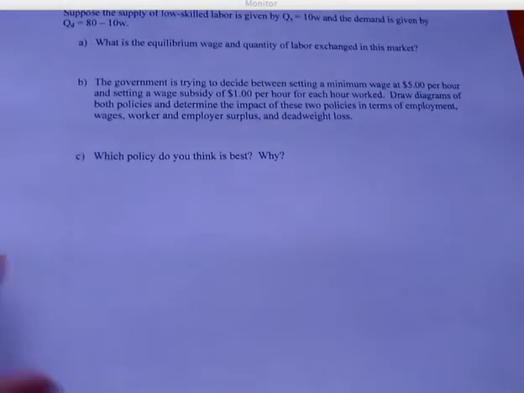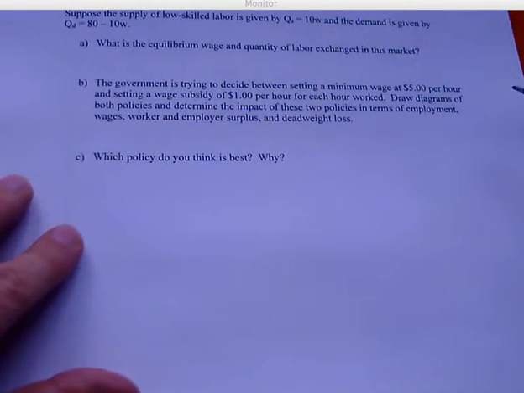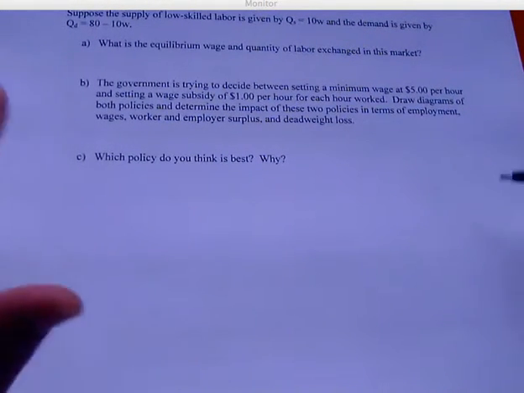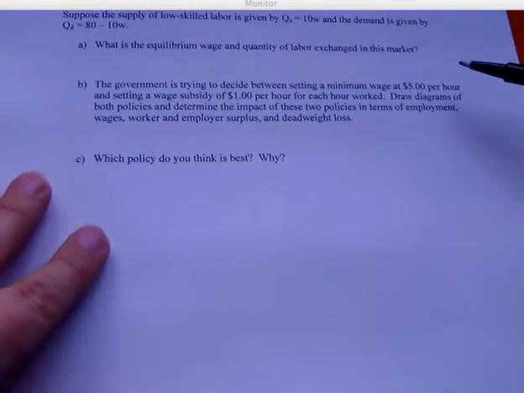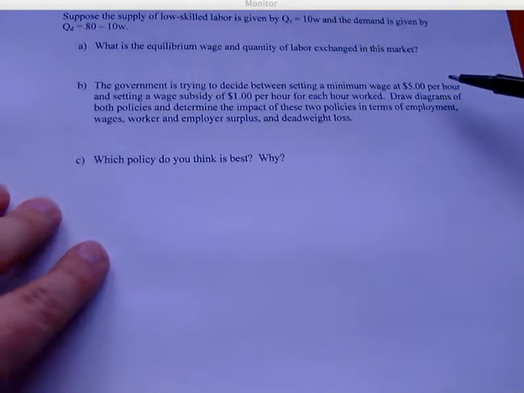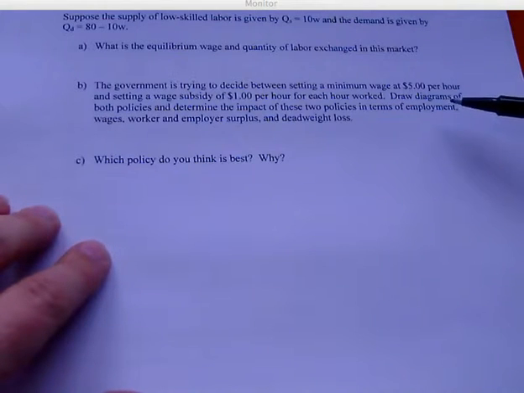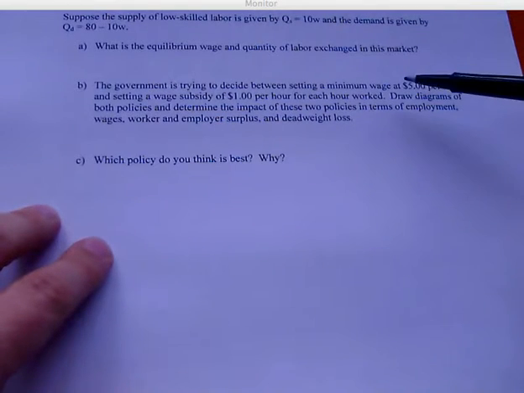So the next question is going to ask you to look at two different potential interventions. All right, so this is actually going to be a pretty involved and long question. And we're going to look at an intervention that is going to give us a minimum wage of $5 per hour, right? And we're going to see how that changes the equilibrium wage in the market and the quantity of labor that's exchanged. And then we're going to look at a wage subsidy of $1 per hour, right?